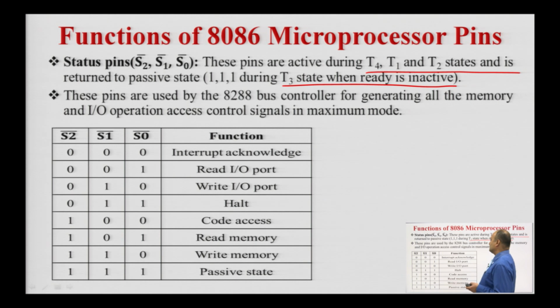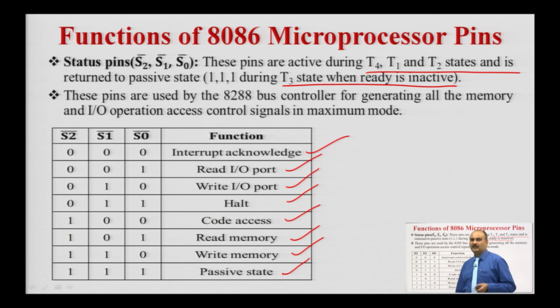The function of these status signals is as follows, and it can be explained with the help of this table. When S2, S1, S0 are all 0, the interrupt acknowledge function is performed; 001 read input output port, 010 write input output port, 011 halt operation, 100 code access, 101 read memory, 110 write memory, and when the status is 111, it is a passive state. So, this is the function performed by the status pins of the 8086 microprocessor.